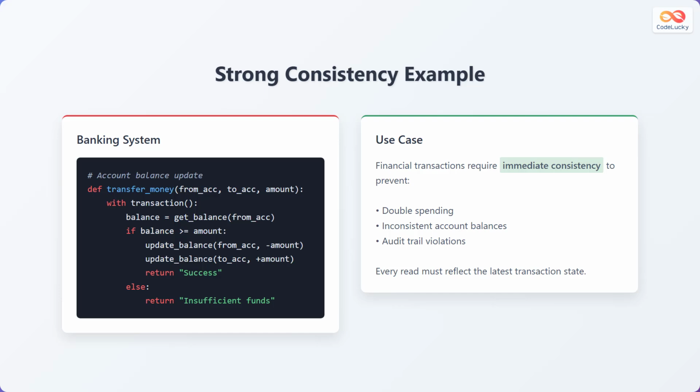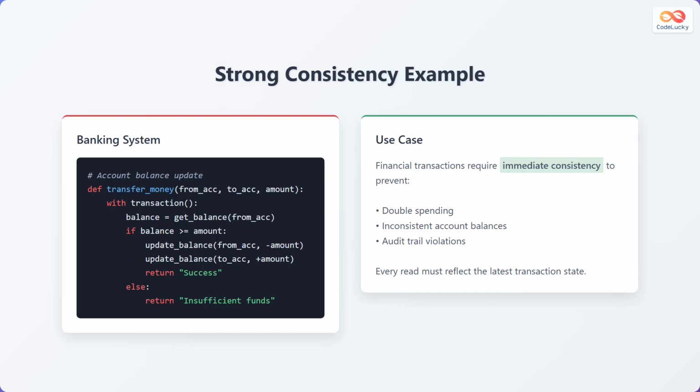Let's look at an example of strong consistency using a banking system. In the function transfer money from account to account, an amount within a transaction, the balance is retrieved from the from account. If the balance is greater than or equal to the amount, the balance is updated on the from account, deducting the amount. The balance is then updated on the to account, adding the amount. Finally, a success message is returned. Otherwise, an insufficient funds message is returned.